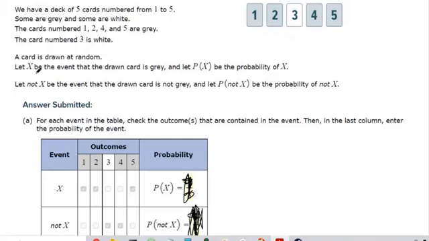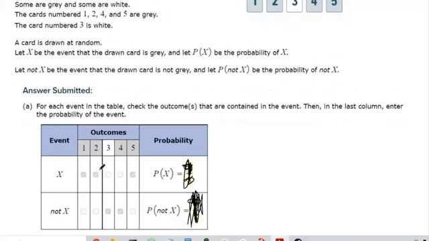And they're saying X is the event that the drawn card is gray, and that P of X be the probability of drawing a gray card, the probability of X. For each event in the table, check the outcomes that are contained in the event. Then the last comment, enter the probability of the event.